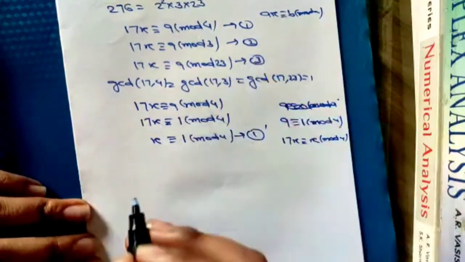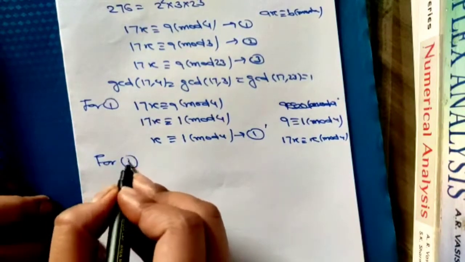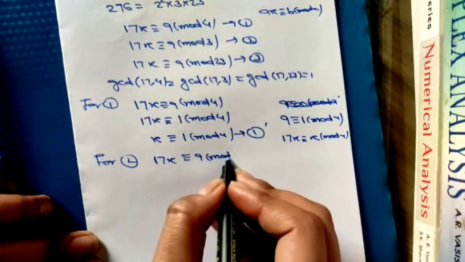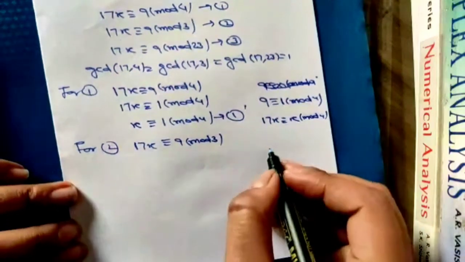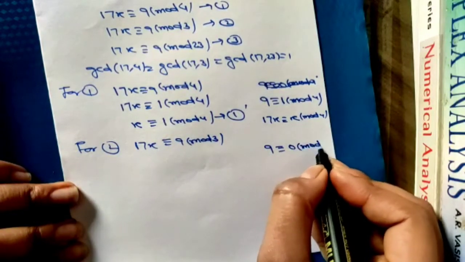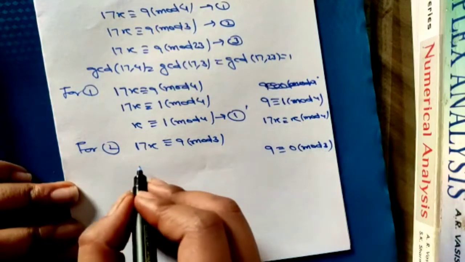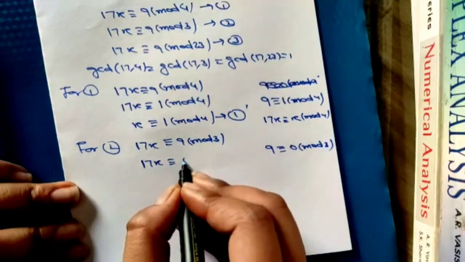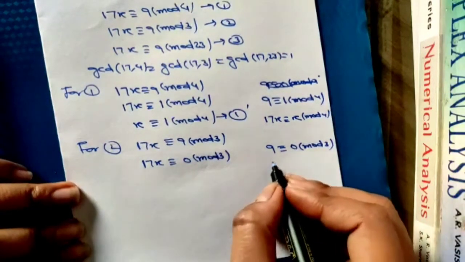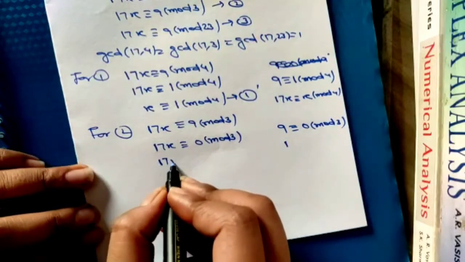Now for equation 2, this is for 1. For 2, this is 17x congruent 9 mod 3. So 9 congruent 0 mod 3, because 9 minus 0 is 9 and 3 completely divides 9. So you can write 17x congruent 0 mod 3. Okay. Again you can see, you can write it as 17x.